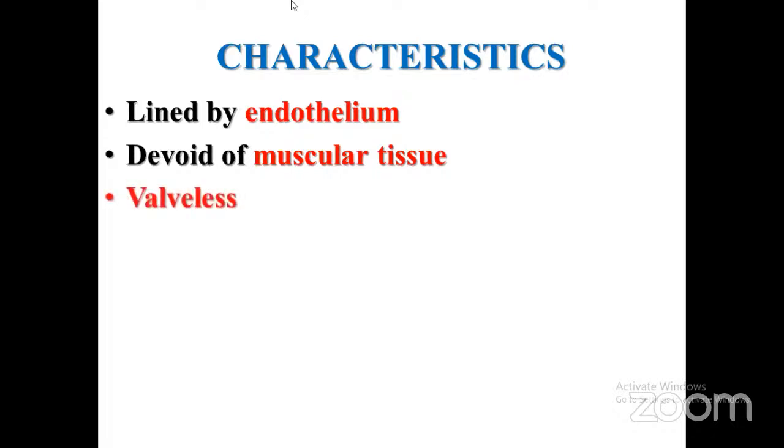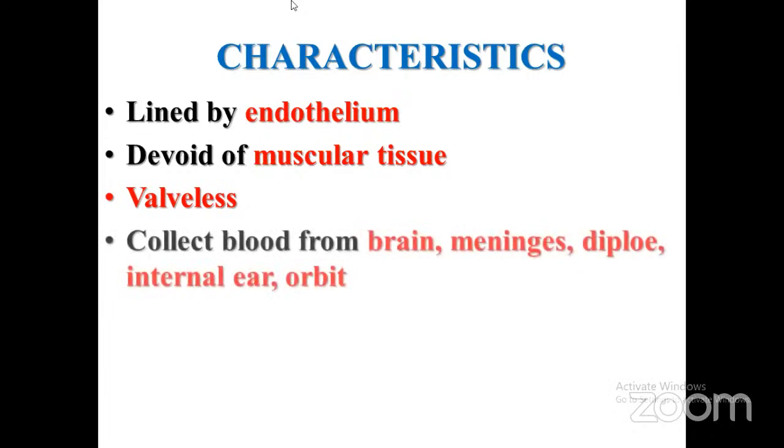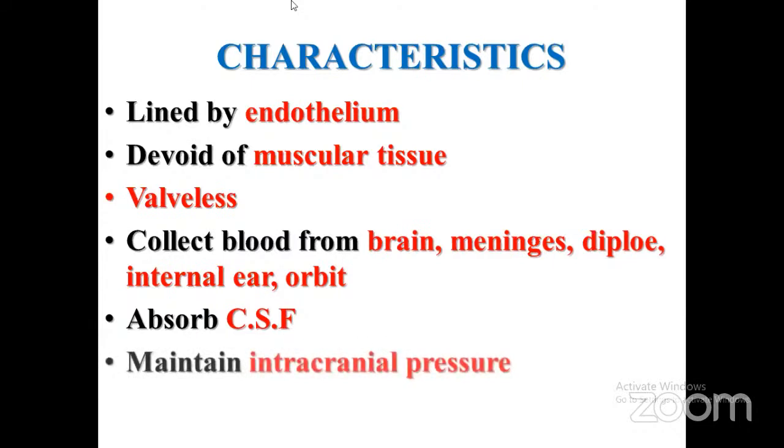They are valveless, meaning they provide two-way communication of the blood. And they collect blood from the brain, meninges, diploe, internal ear and orbit. They drain these areas. And some dural venous sinuses absorb CSF by the arachnoid granulations within them. We'll discuss that in the further slides. And they maintain intracranial pressure because they are connected to the extracranial veins via emissary veins. And these emissary veins are also valveless, and they connect the extracranial veins with the intracranial veins.